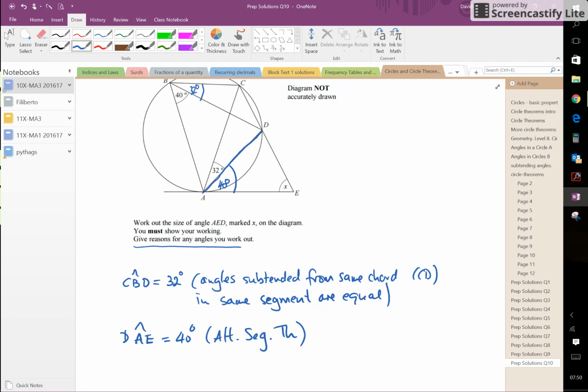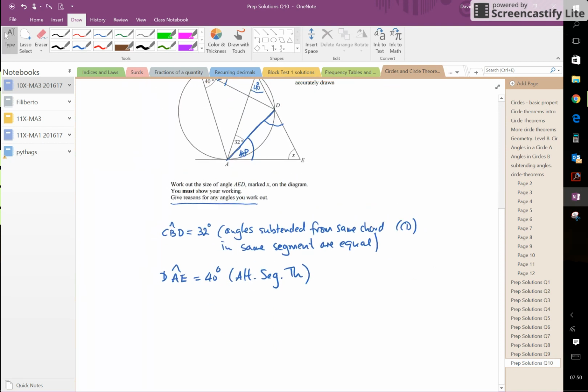Okay, now what else have we got? Well, in order to find x, we really need to find out what this angle is, because then we've got a triangle and all the angles will add up to 180 degrees. So is there any way of us finding these other angles? Let's have a think. Are we subtending any other angles anywhere? Yes, we are. Well, let's go back to this chord here, and it's subtending this angle, but it also subtends another angle here. So this is also 40 degrees.